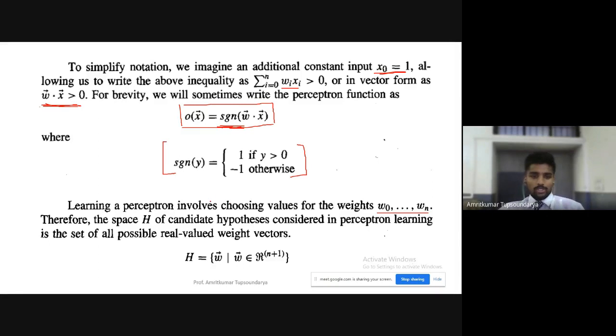If you can recall the hypothesis space, we have a set of hypotheses, different varieties of hypotheses, which we have learned in the Find-S algorithm as well as in the candidate elimination algorithm. The space H means the complete set of different hypotheses. The hypothesis space H of candidate hypotheses considered in perceptron learning is the set of all possible real valued weight vectors.